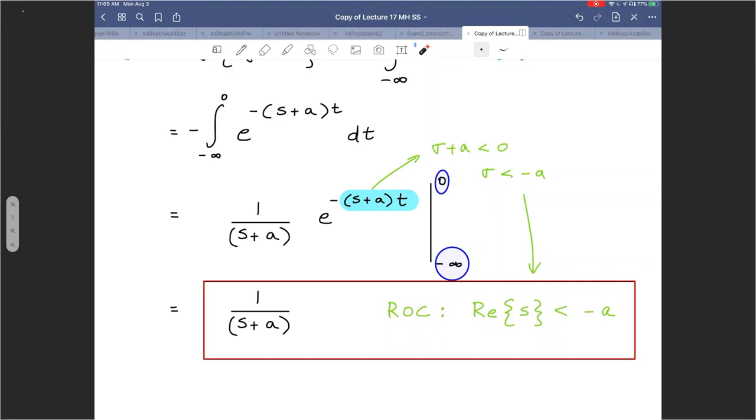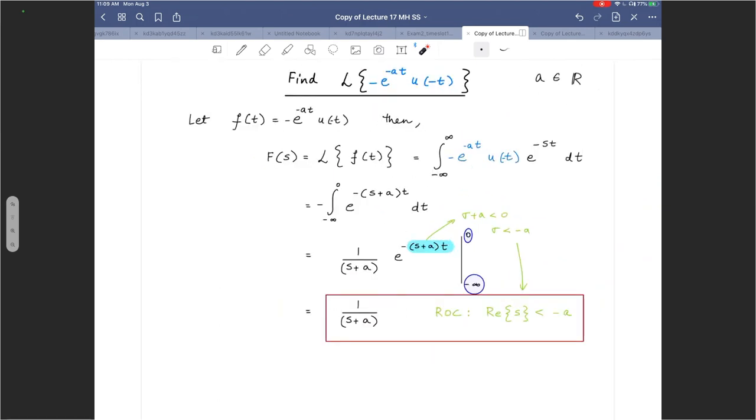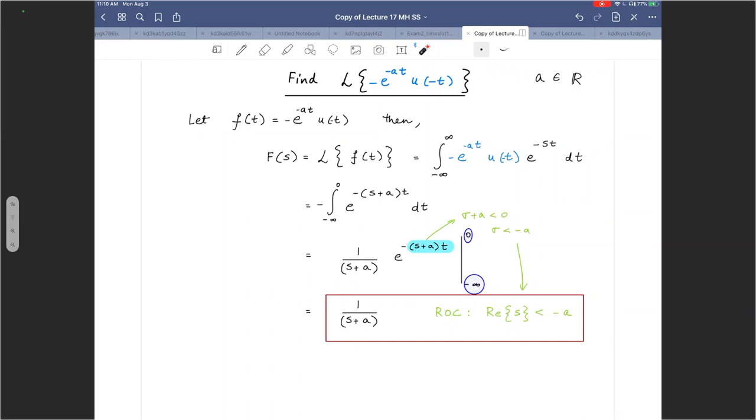What is the Laplace transform here? 1 over s plus a. So you got 1 over s plus a with the region of convergence being the real part of s less than negative a. Questions about these two examples, e to the negative at u of t and negative e to the negative at u of minus t? There is a particular reason why we have chosen these two signals, and we will talk about that in just a bit.